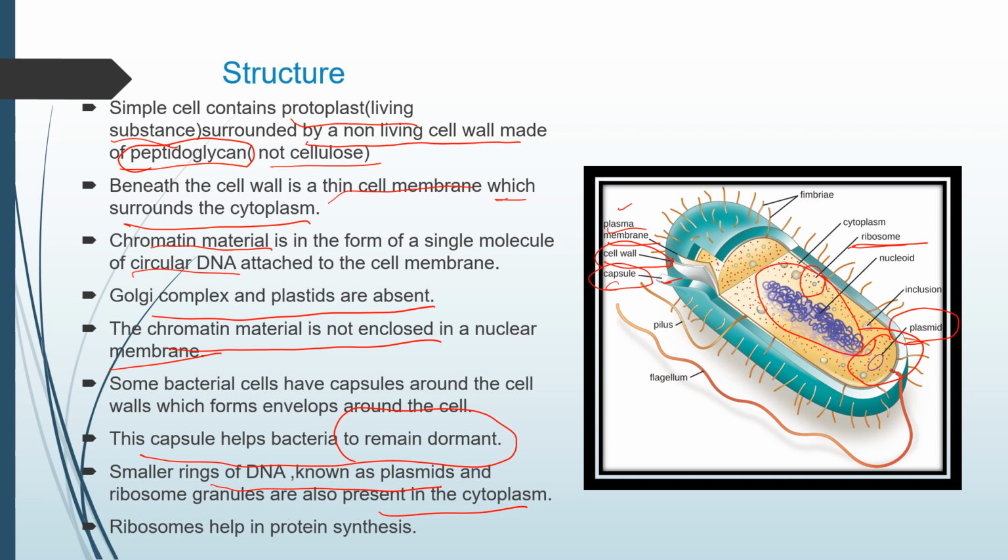So this is the structure of a bacteria, and you should practice this labeled diagram of bacteria with all the main important things which I have pointed out. So the plasma membrane, the cell wall, the capsule, the flagellum, the plasmid, the nucleoid, ribosome, cytoplasm, fimbria. These all should be there in this structure. So now we will move on to the next part.